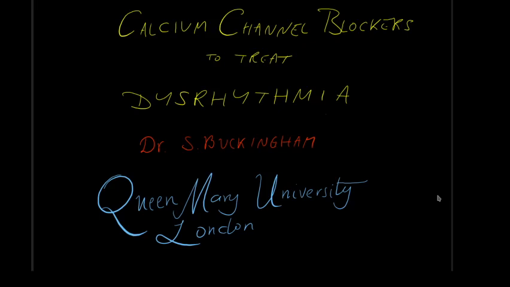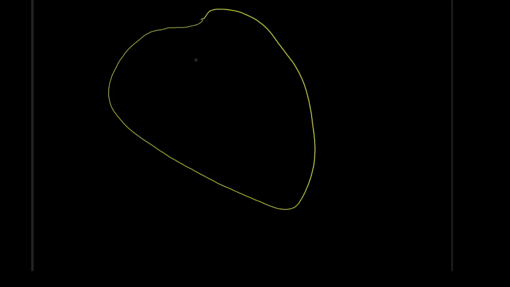In this lecture, I'm going to show you how calcium channel blockers are used to treat dysrhythmia. So recall that in the heart, remember it's a four section structure with the atria and the ventricles.